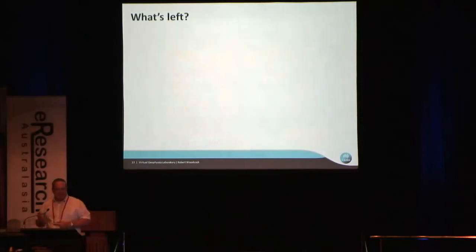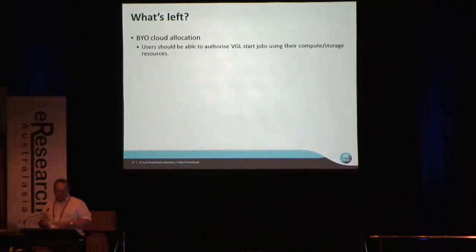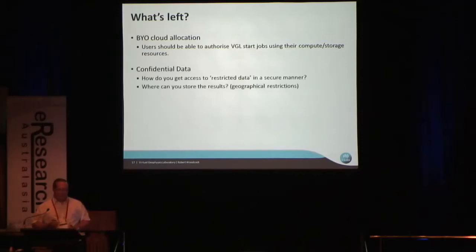Under construction, what's left? Lots of things. Lots and lots and lots of things. Bring your own cloud allocation. At the moment, we don't have a good way of knowing that this particular user has access to 5 clouds with these many resources. So there's a bit of a challenge there for us to sort that out. When a user comes to the system, it knows about certain clouds. It would be better if it could actually just use the clouds you bring with you for doing processing.